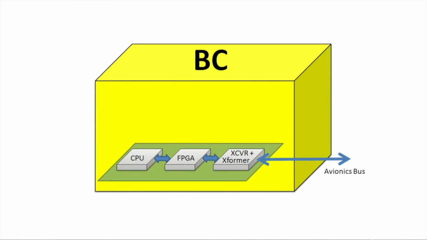Now let's look inside the BC to better understand the implementation of the smart wiring technology. As we can see, the avionics bus is connected through an analog level of transformer and transceivers, then a digital level of an FPGA, which is a programmable hardware device, and a CPU which is responsible for the operation of the BC unit.